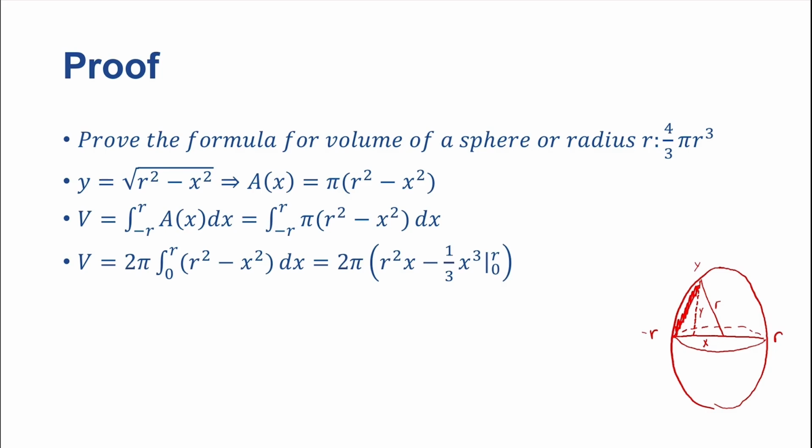Again, we can disregard that 0 because that will cancel out, and we can just use r here. So the volume is equal to 2 pi times r cubed minus 1/3 r cubed, and that is equal to 4/3 pi r cubed, which is the formula that we had at the beginning of the problem.